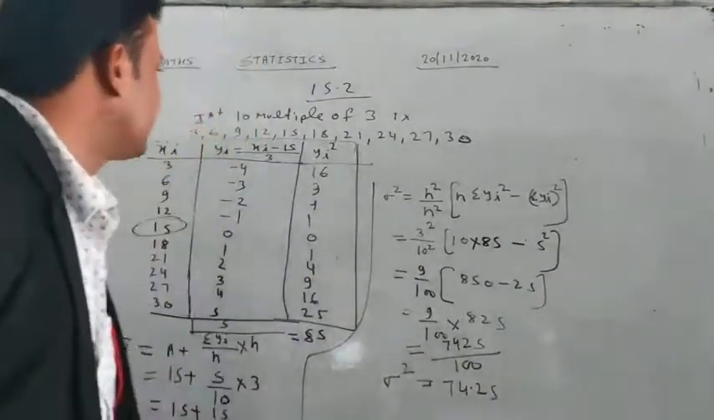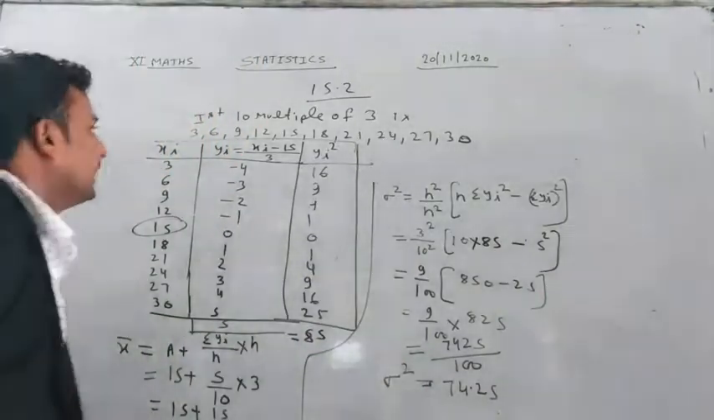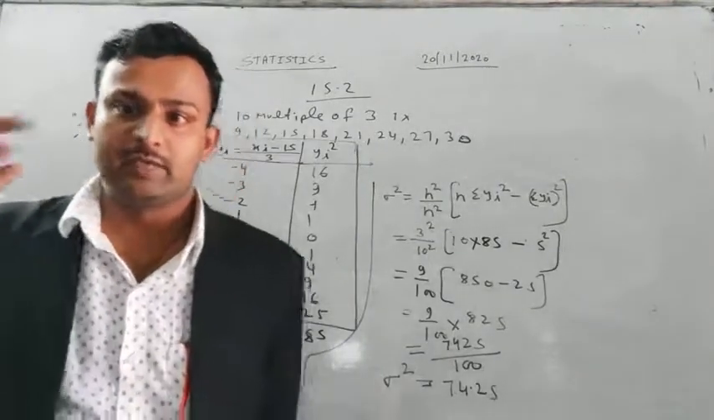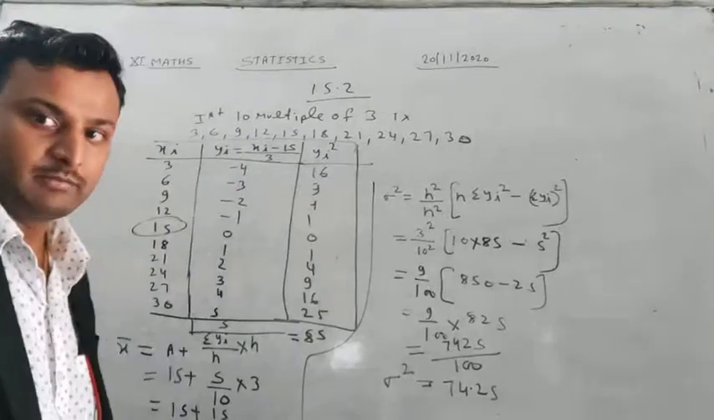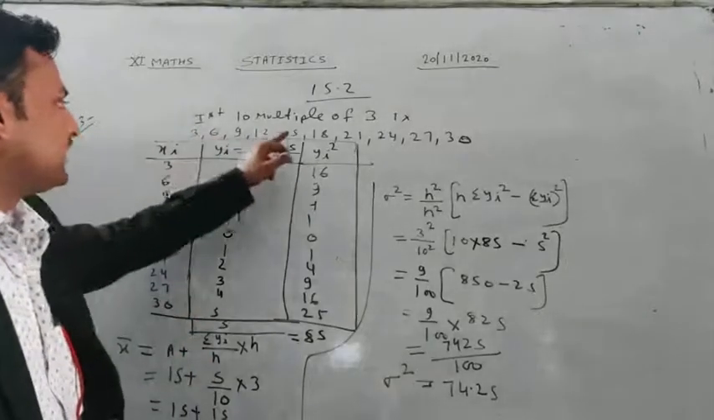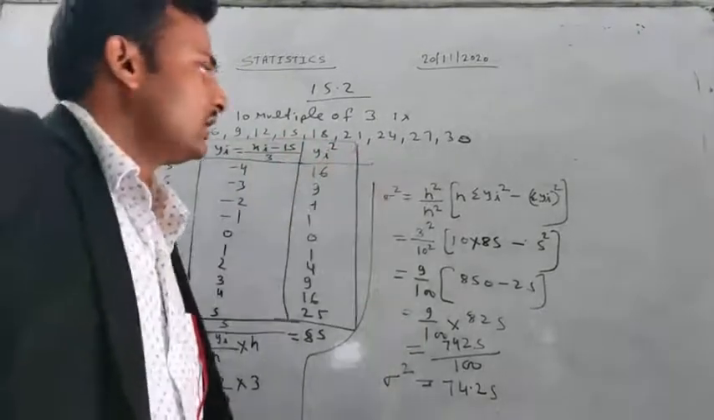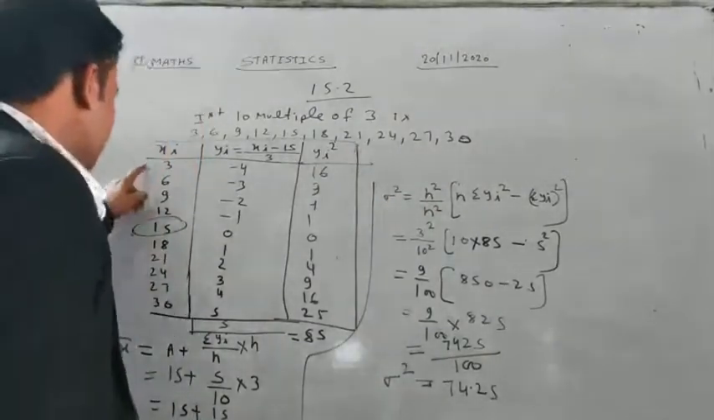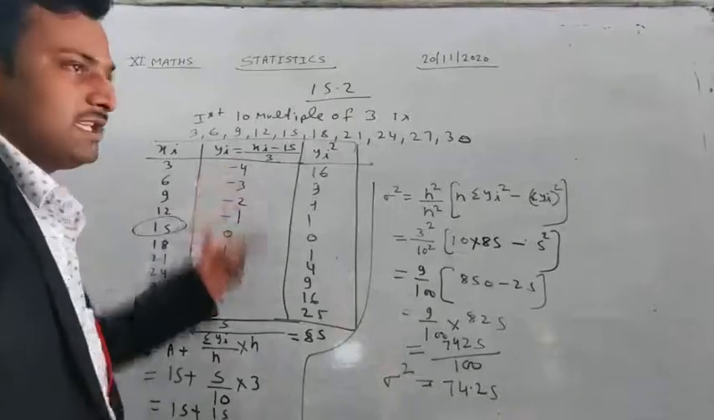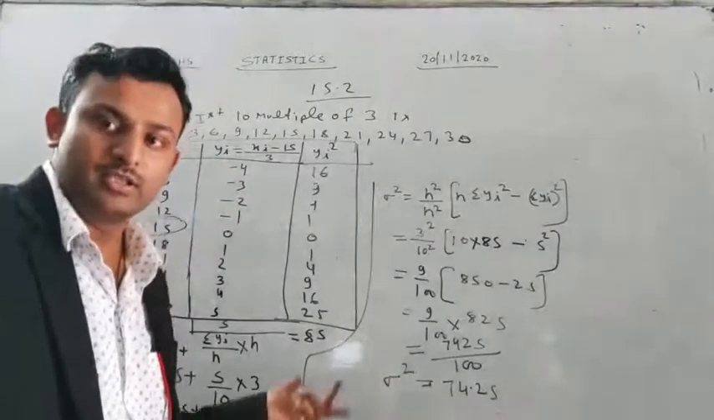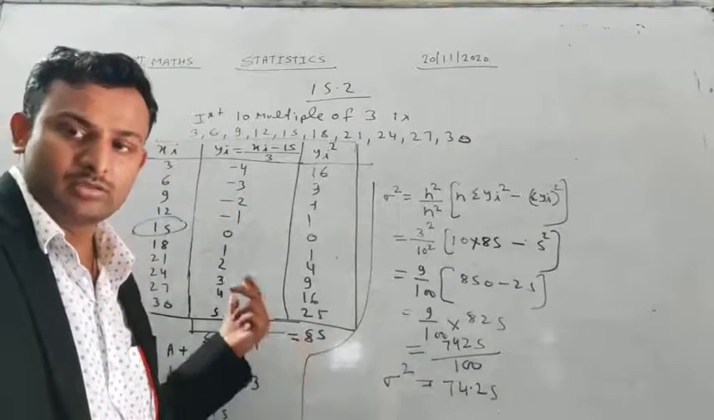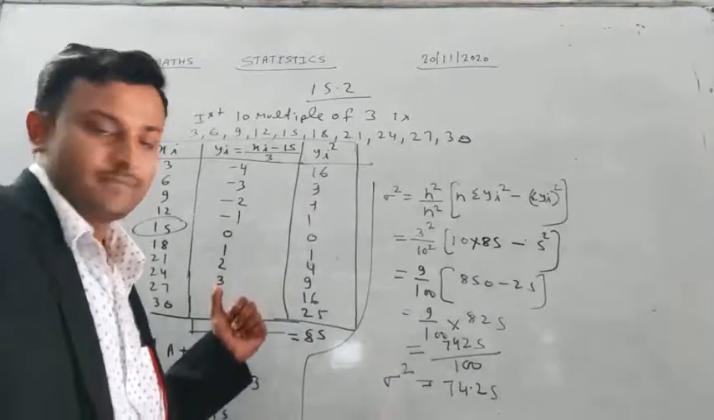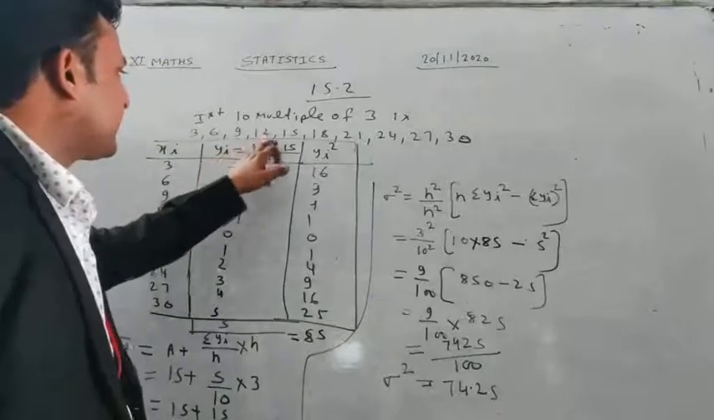What we have done: we were given the data to find the mean and variance of the first 10 multiples of 3. So the first 10 multiples of 3 are 3, 6, 9, 12, 15, 18, 21, 24, 27, 30. So xi is this. For finding the mean we are using the assumed mean method. We can also find it by the direct method. So yi is xi minus 15 by 3.